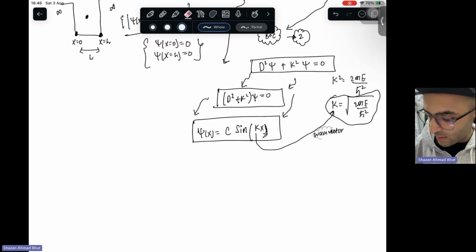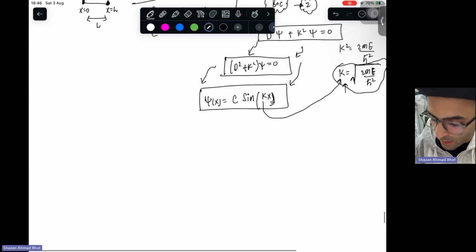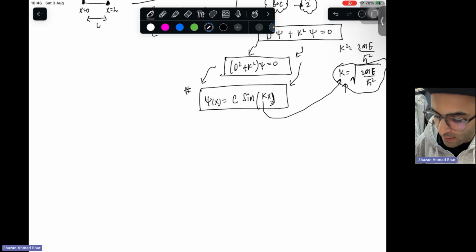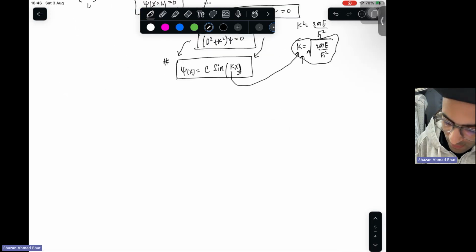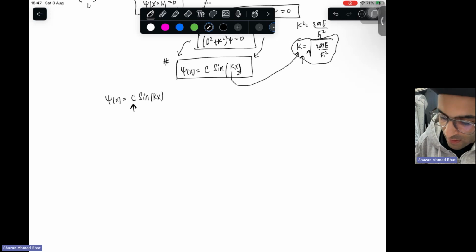Let's not go into this right now. But let's say this k is defined as this, which is dependent on the energy of the electron, and it simply came from the Schrodinger equation. Now, it's given to you in the question that a wave function ψ(x) equals c sine of kx is given, and you need to find this constant in front of it, the coefficient. How are you going to find it?